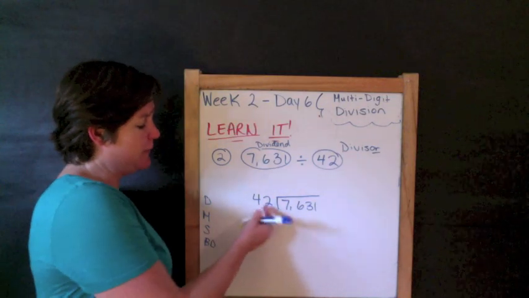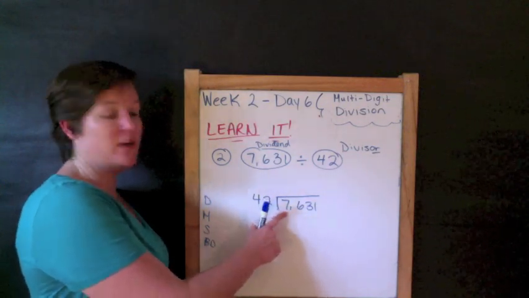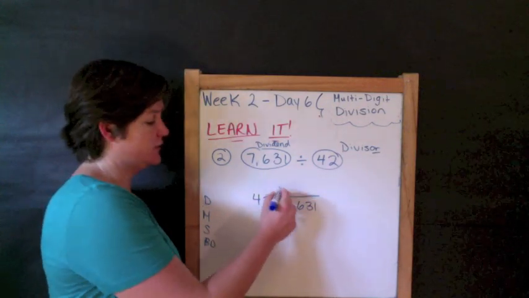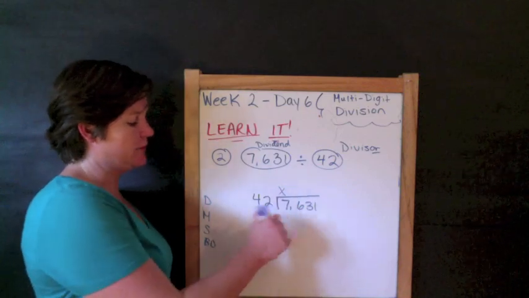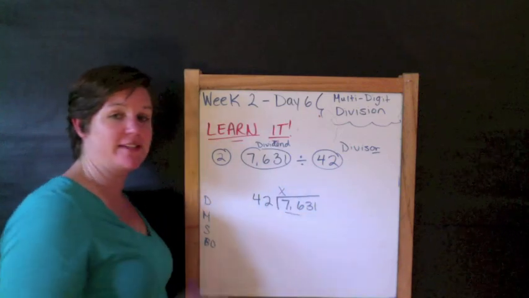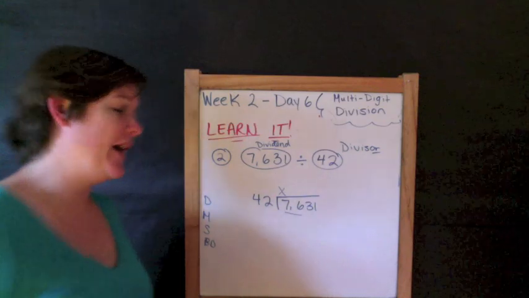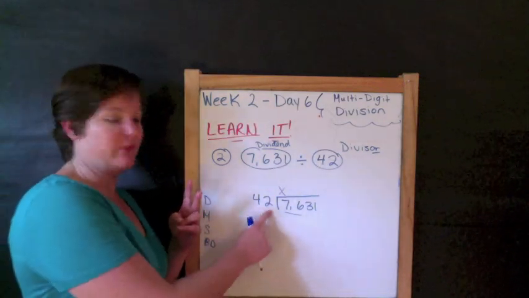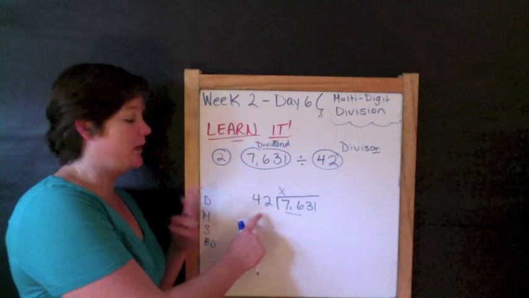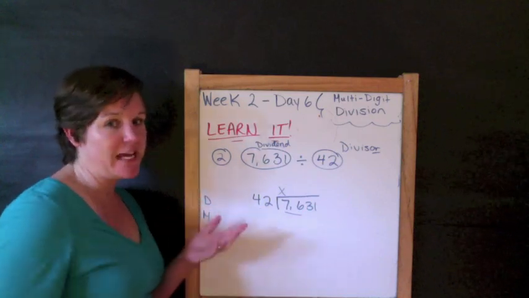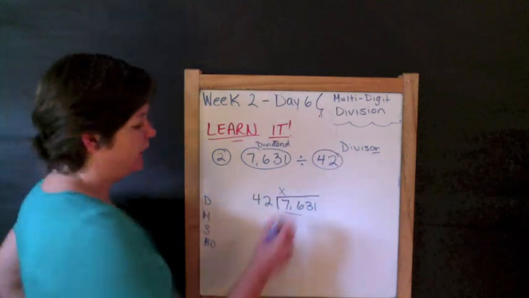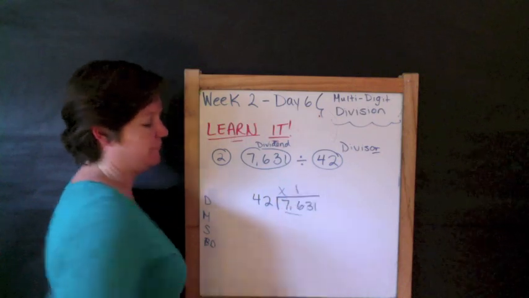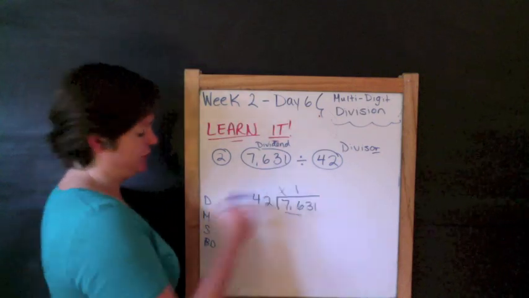And now I say, how many times does 42 go into 7? It doesn't. That's too small. How many times does 42 go into 76? That I can do. I think that twice would be too much because if I round this down to 40, 40 times 2 would be 80. So I know that's going to be too high. So it's only going to go in one time. That was my division step.